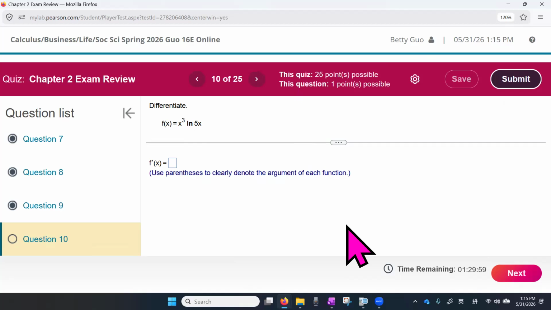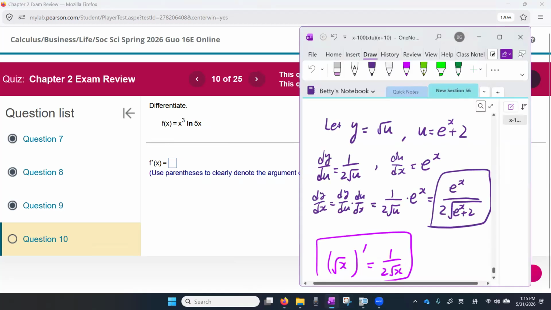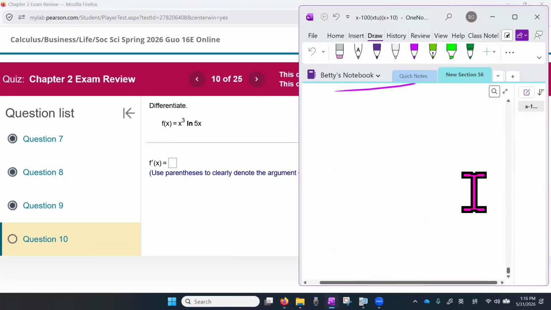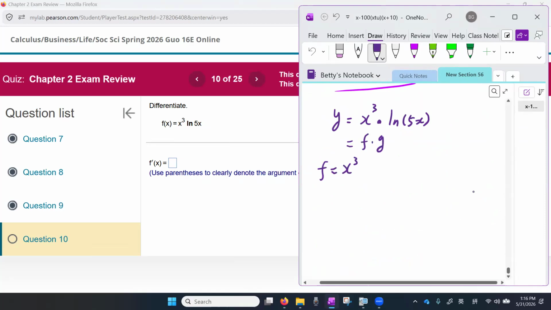Question number 10. Differentiate x cubed times ln 5x. We have y equals x cubed times ln 5x. I think I'm going to use a product rule. So I'm going to let f be x cubed, g be ln 5x. The original function is the product of the two functions. f prime is 3x squared. g prime is 1 over x.